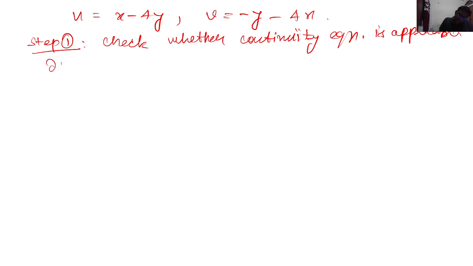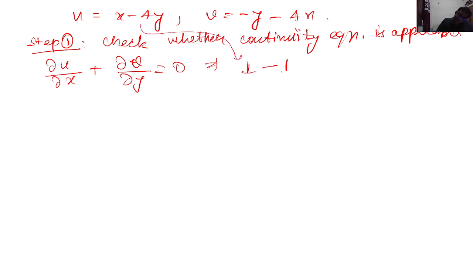So the continuity equation was rho times del u by del x plus del v by del y equal to 0. Here, del u by del x is 1 and del v by del y is minus 1, so the sum is 0. So the continuity equation is applicable. Now we move to the actual question.